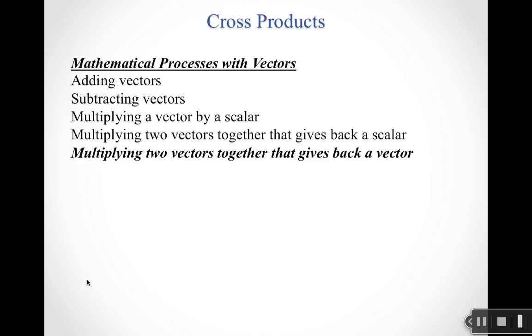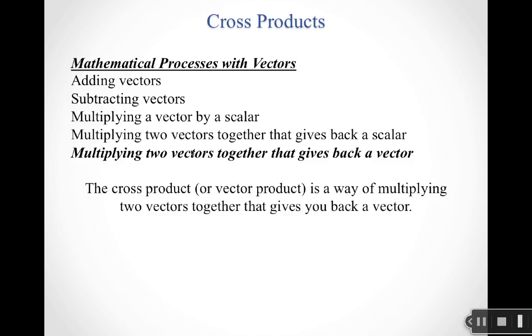All right, so we said at the beginning of the semester that there were going to be 5 mathematical processes with vectors that we were going to have to become comfortable with. So adding vectors, subtracting vectors, multiplying a vector by a scalar, multiplying 2 vectors together in a way that gives back a scalar, so that's the dot product. And then the 5th of these is what we're dealing with now, which is multiplying 2 vectors together that gives back a vector. That's called the cross product.